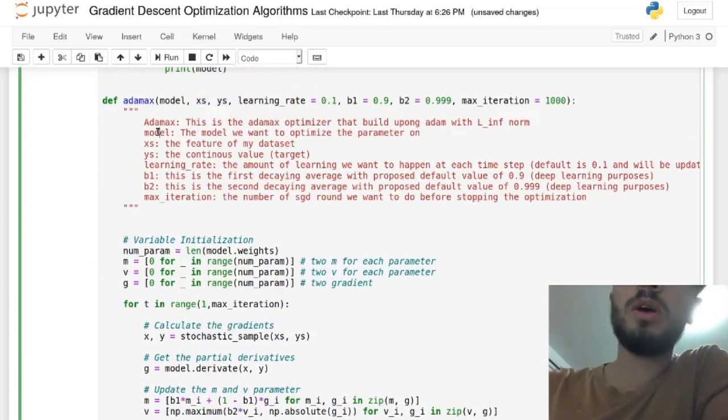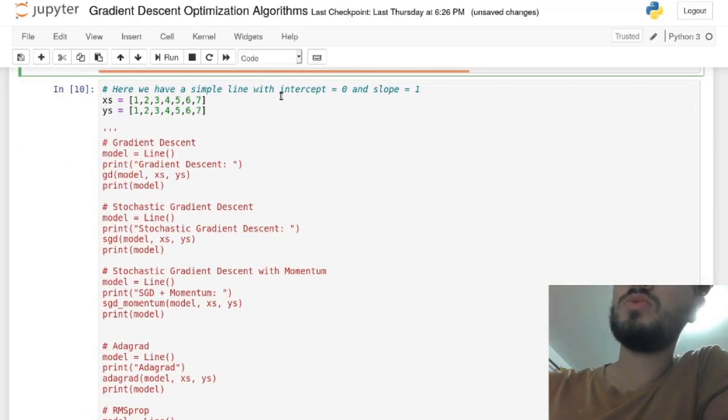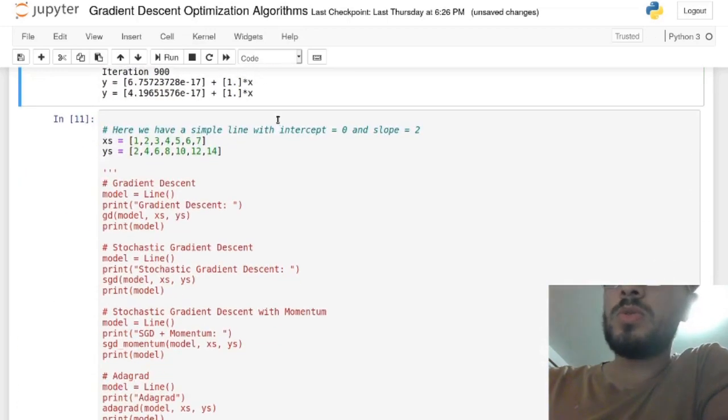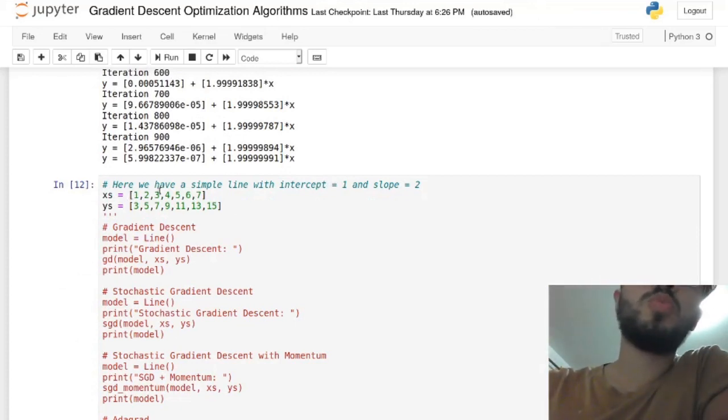The output is just the model being fixed. And what we're trying to do is the intercept 0, slope of 1 line. So with those data points, we're also trying to do intercept 0 and slope of 2. And finally, we're trying to do intercept of 1 and slope of 2. So those points represent those.